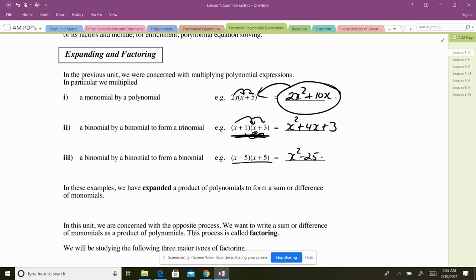There's a bunch of different types of factoring. We're going to start with the simplest one, which is the greatest common factor.